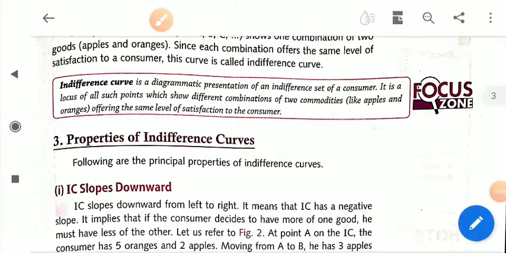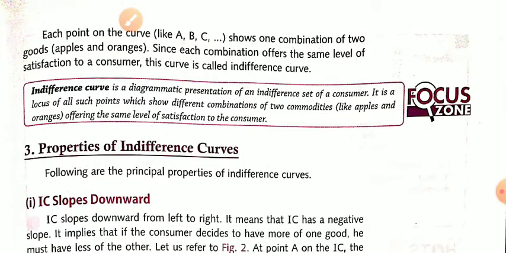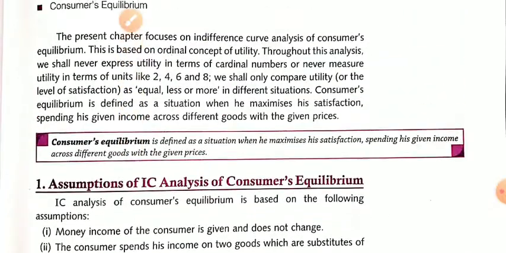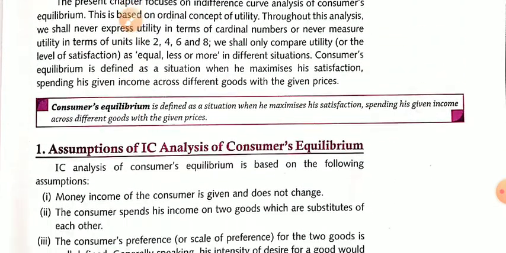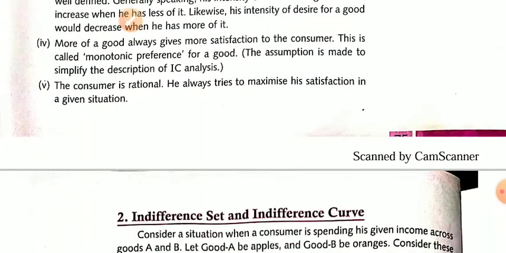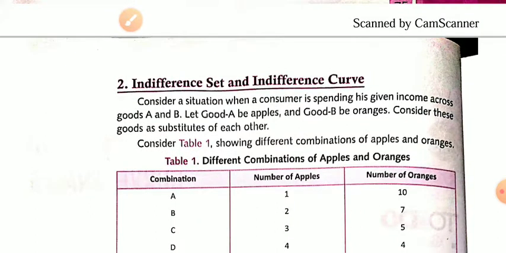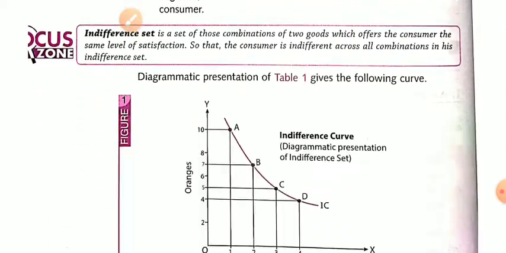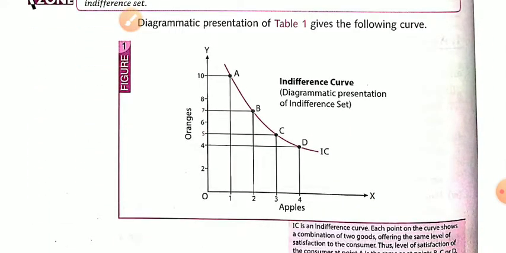Now let's move to our next part, which is the properties of the indifference curve. Before starting this part, we can revise a little bit: initially we discussed consumer equilibrium. After that, the assumptions of consumer equilibrium are clear. Now we have cleared the concept of the indifference set, and with the help of the indifference set we can draw the indifference curve. The indifference curve shows the different combinations of two goods, and every point of the indifference curve gives you the same level of satisfaction.